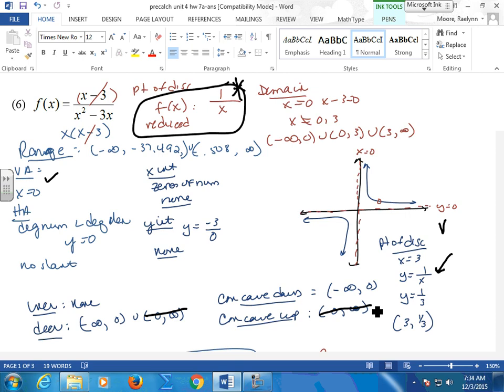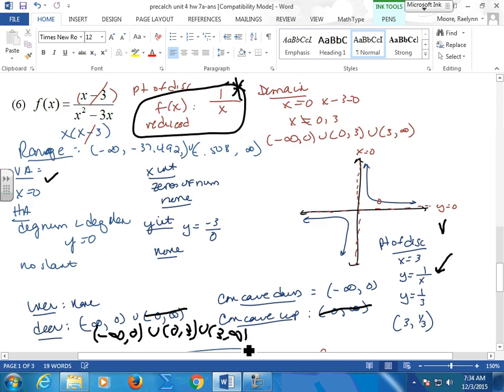What's this interval for decreasing? Negative infinity to 0. 0 to 3. 3 to infinity. Again, you have to jump over that point. Okay. Do I have a range out here? I know that the 3 is the, you know what?